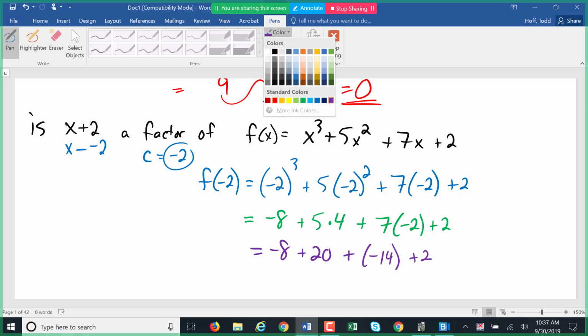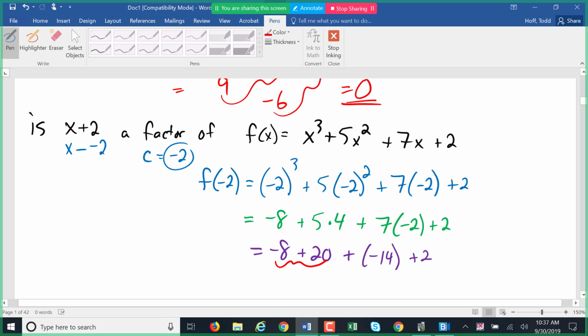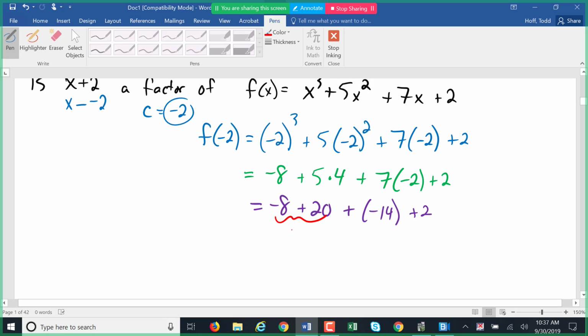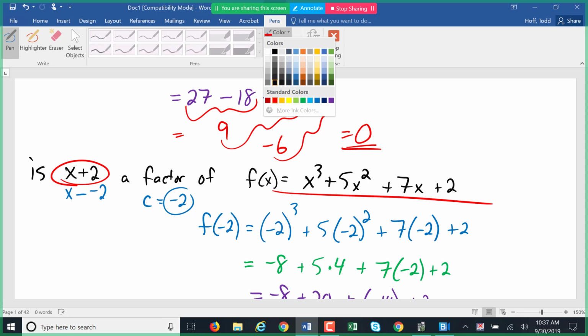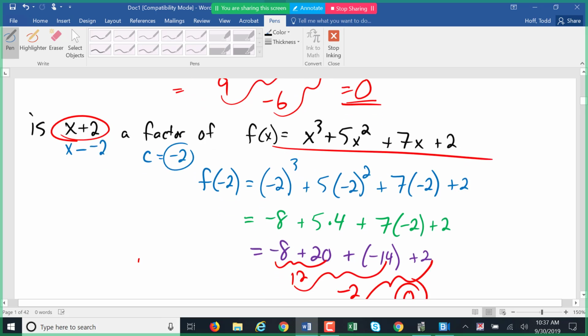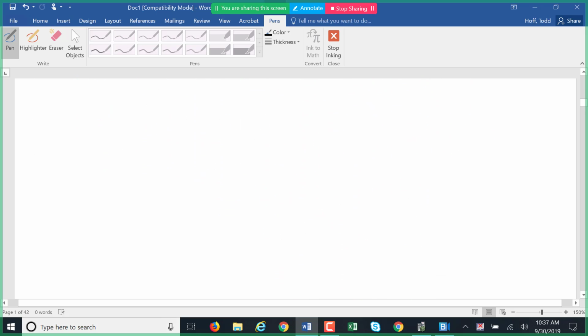Then we'll just add and subtract straight across here. Negative 8 plus 20 is 12. Plus negative 14 is negative 2. Plus 2 is 0. So yes, x plus 2 is a factor of x to the third plus 5x squared plus 7x plus 2. So we can test a root quickly to see if it is a factor.